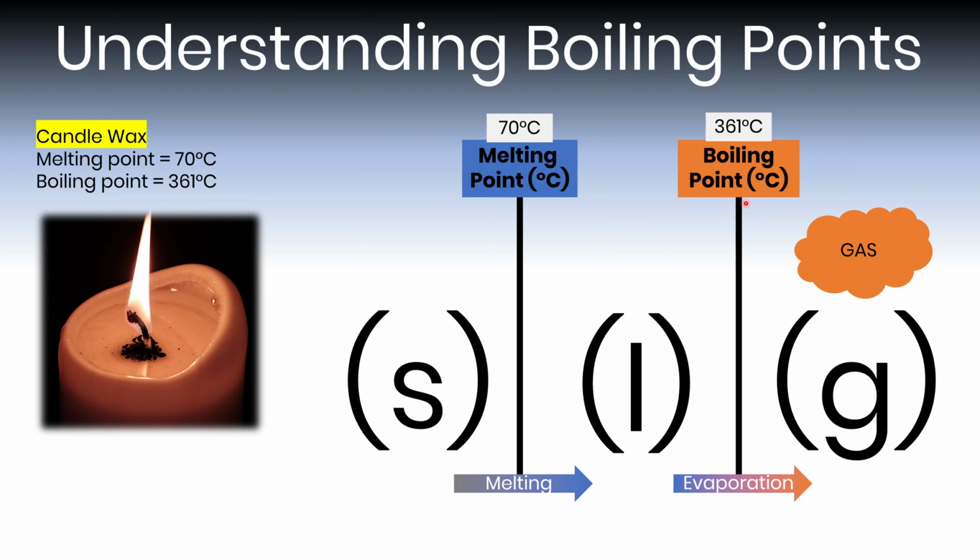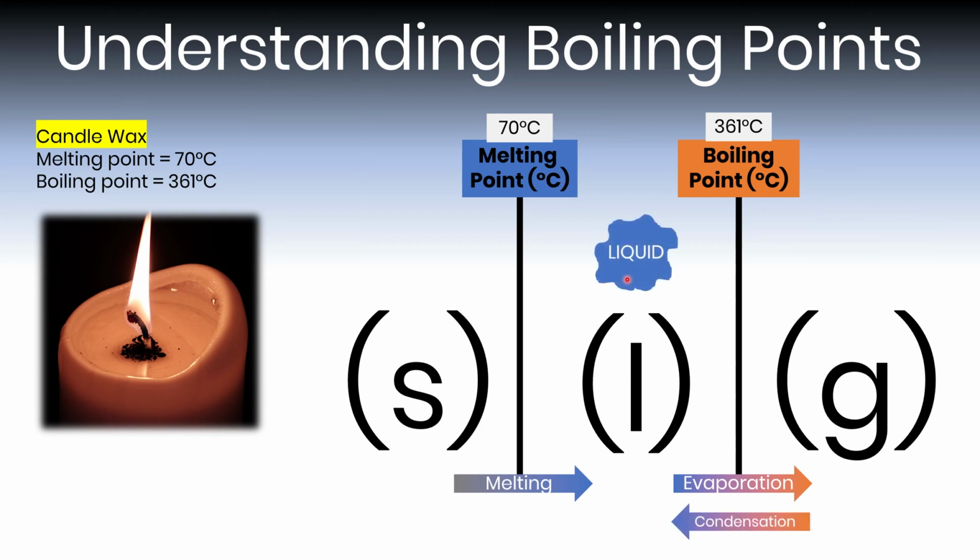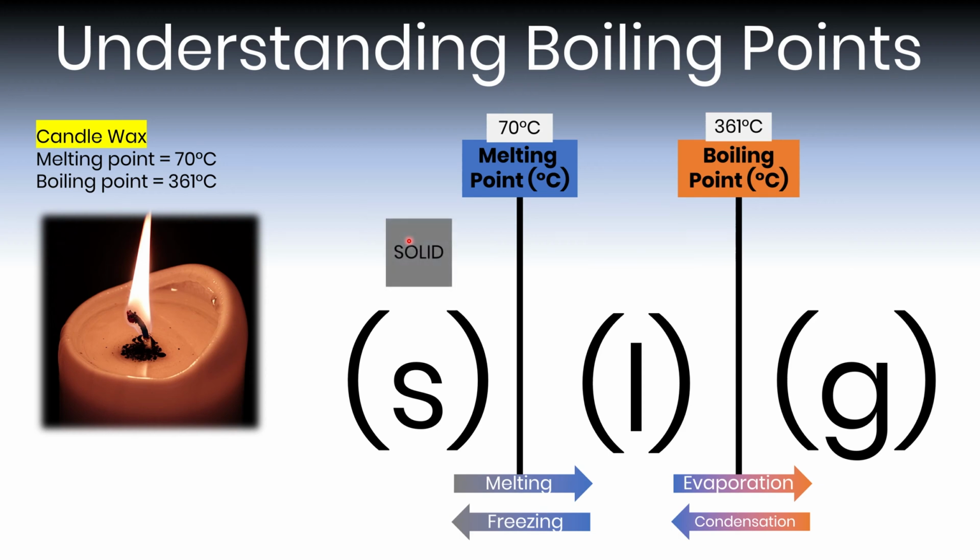Cooling it back below 361 degrees Celsius but still above 70 degrees Celsius would cause it to condense, turning back into a liquid. And cooling it below 70 degrees Celsius again would cause it to freeze or solidify back into a solid. It's important that you know these changes of state shown here and be able to apply the temperature ranges to denote which state of matter it's in at a given temperature.